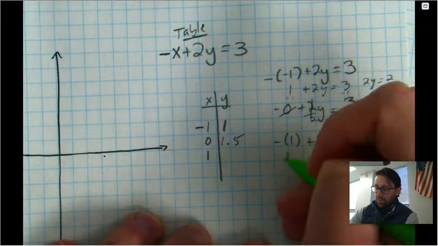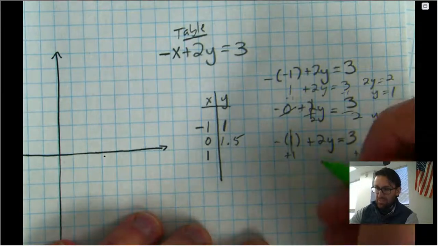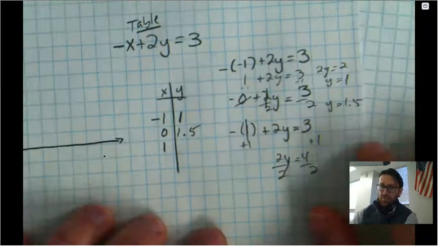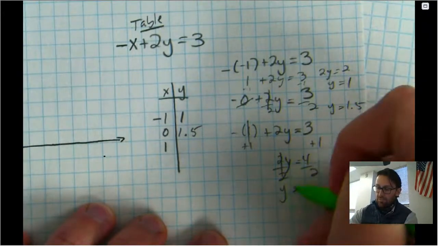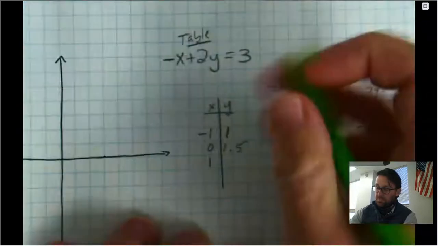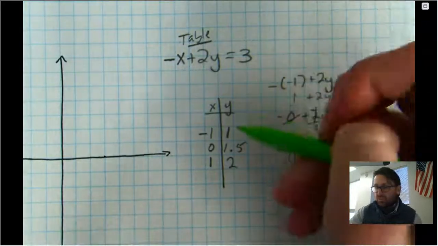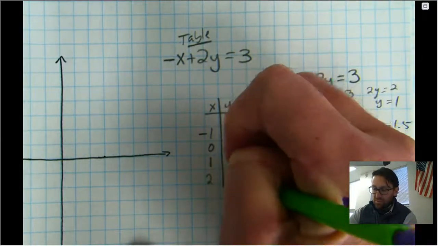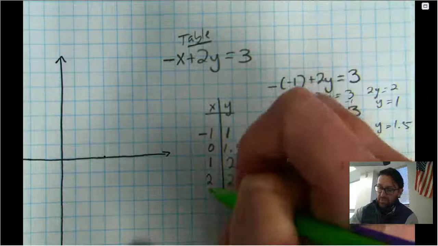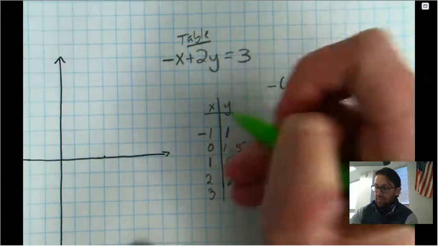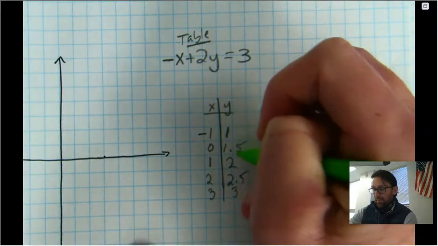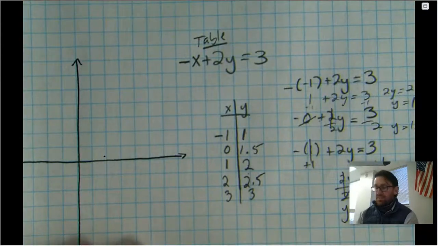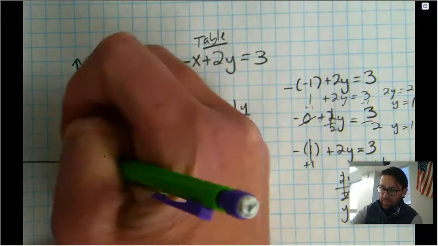And then for 1, we add 1 to both sides. Divide by 2, divide by 2. y equals 2. So you can see here, because this is a straight line, it's going up by a certain amount every time. So you know for sure this is going to be 2.5. This one's going to be 3. It's just going up by 0.5 every time. So we pick a couple points that are easy to graph. -1, 1.